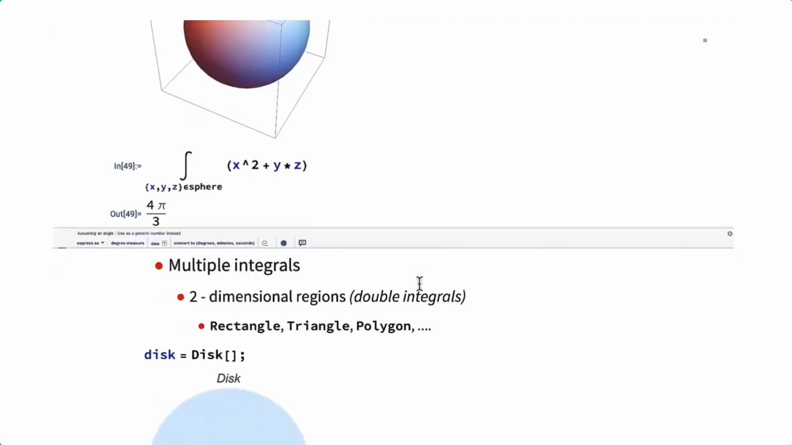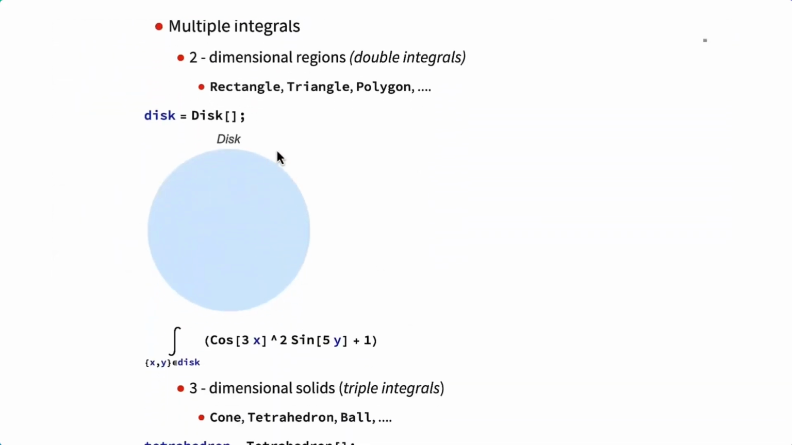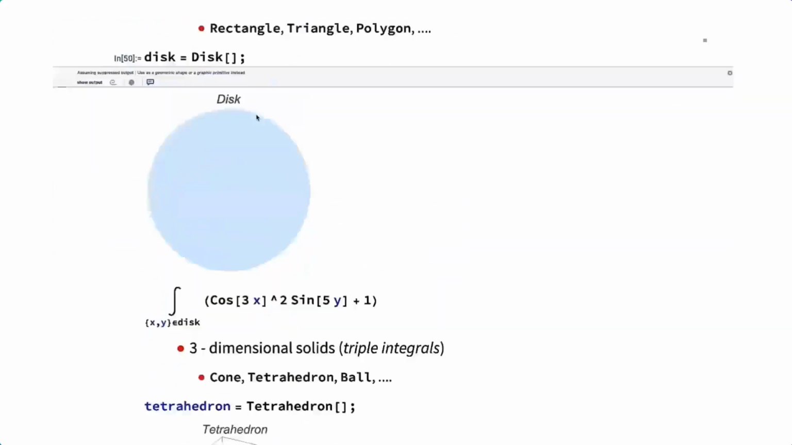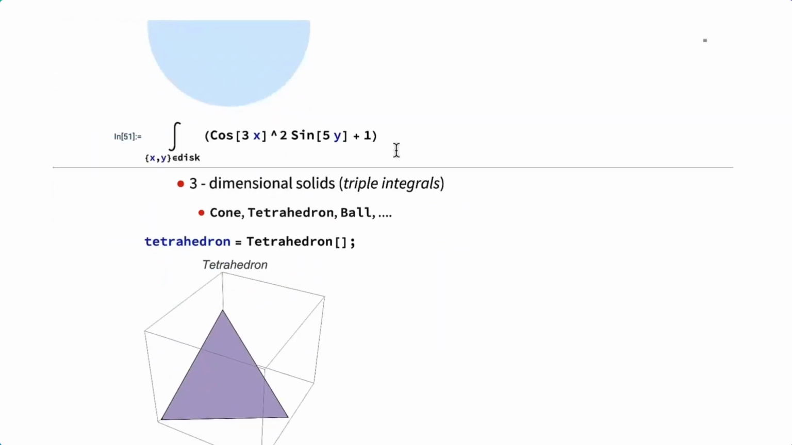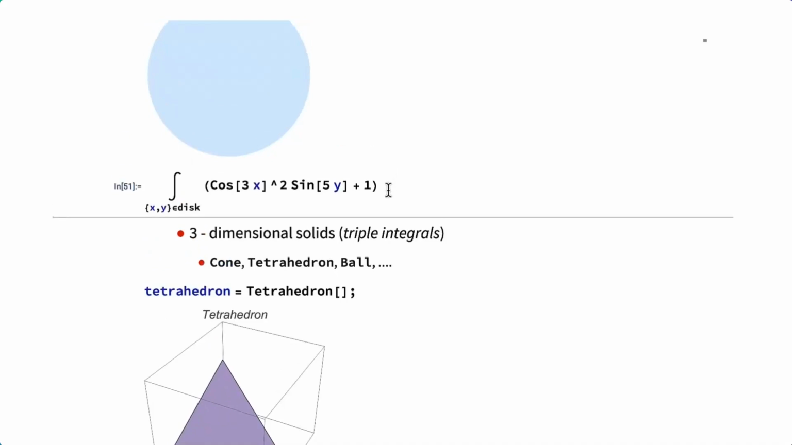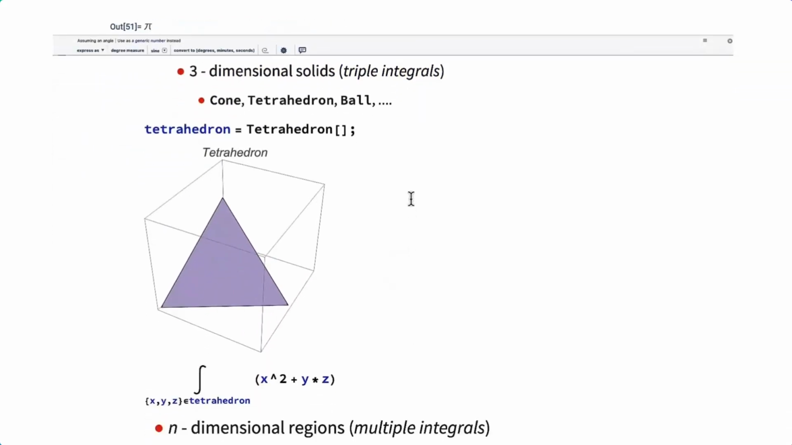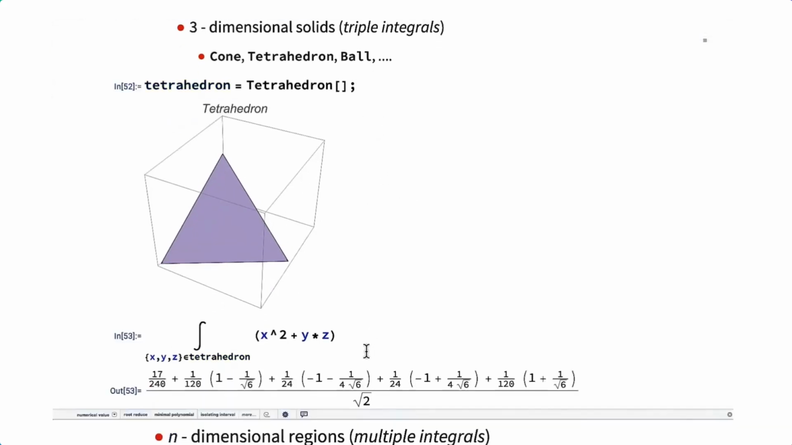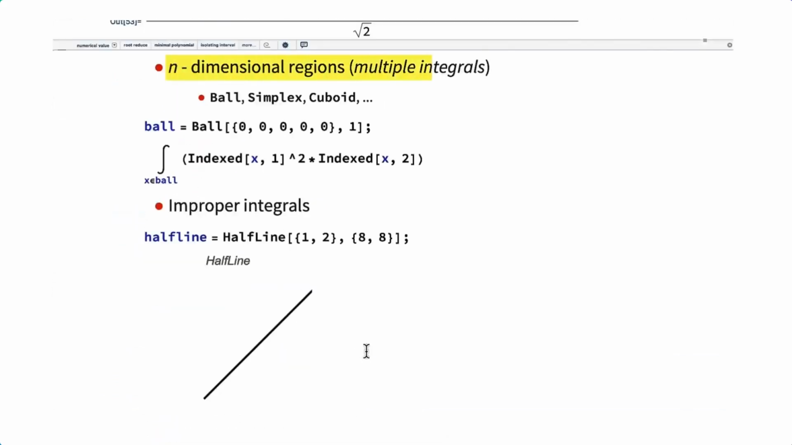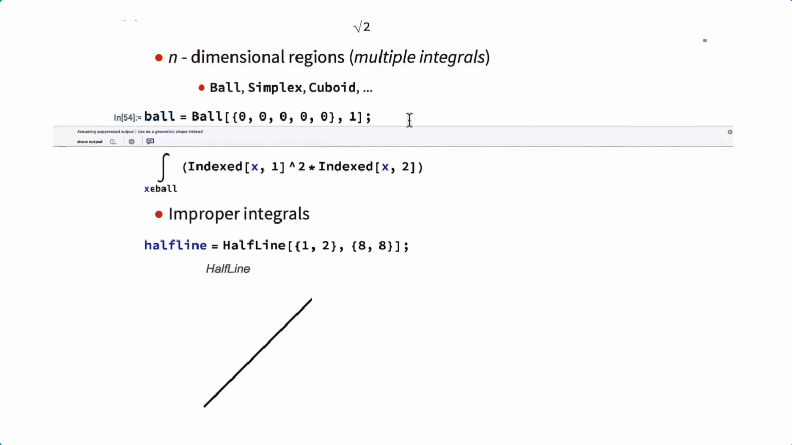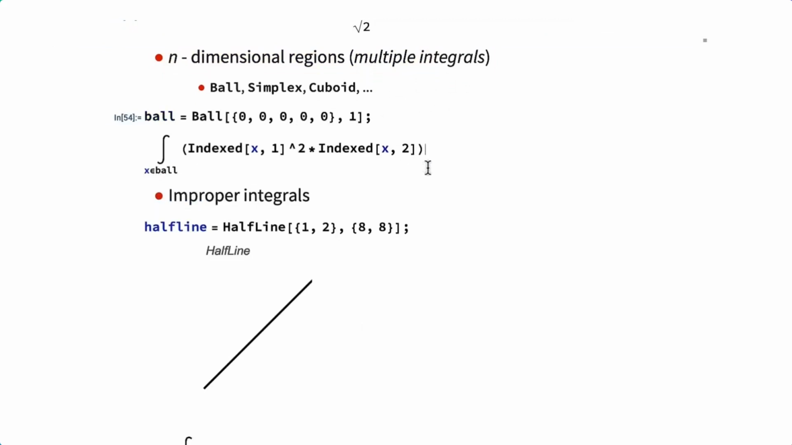A multiple integral is an integral where the function to be integrated is evaluated on two-dimensional regions like rectangle, triangle, polygon, and so on. These are double integrals, and this is an example of a double integral. Three-dimensional solids like cone, tetrahedron, bowl, these are called triple integrals, and this is an example of a triple integral. And finally, n-dimensional regions like n-dimensional bowl, simplex, cuboid. These are called multiple integrals. Here we have a five-dimensional bowl, and we integrate this function over it.